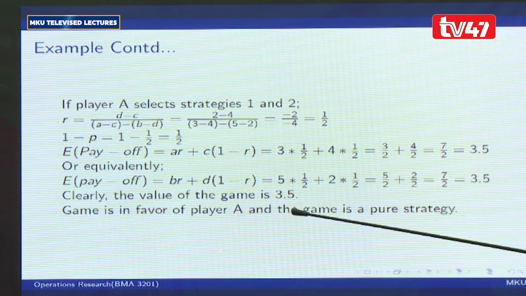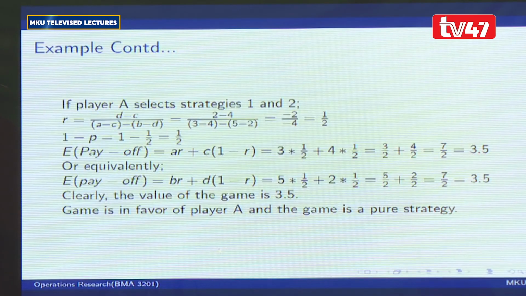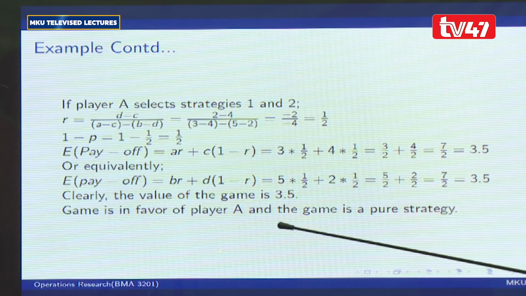It's player A, because we said if the value of the game is positive, the first player is favored by the game. If the value of the game is negative, then the second player is favored by the game. And the game is fair, anyone can win, if the value of the game is 0. So in this case, player A is being favored by the game.